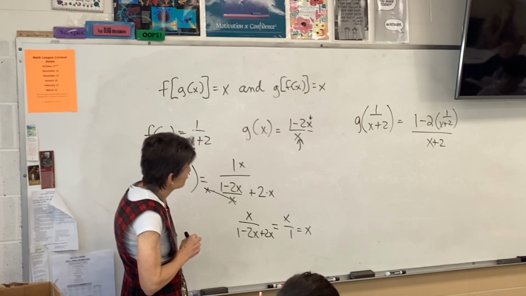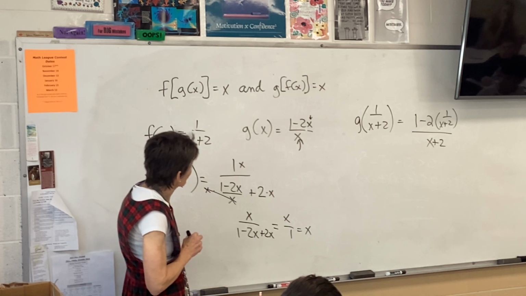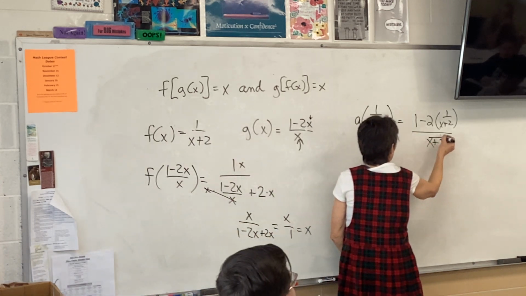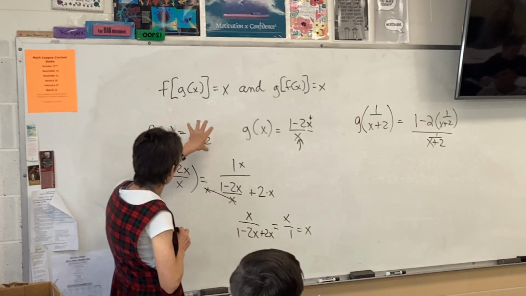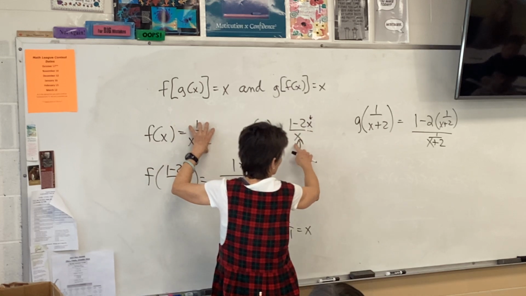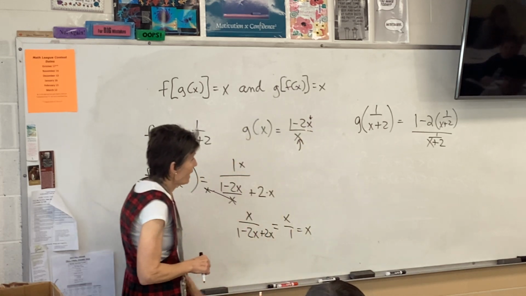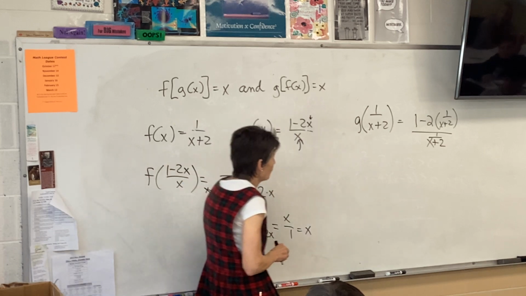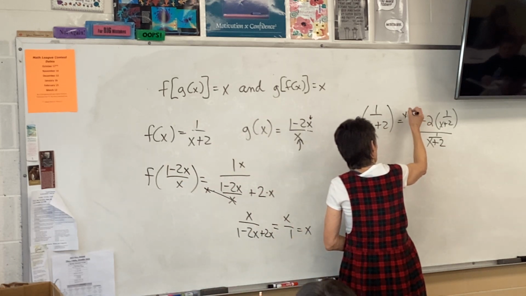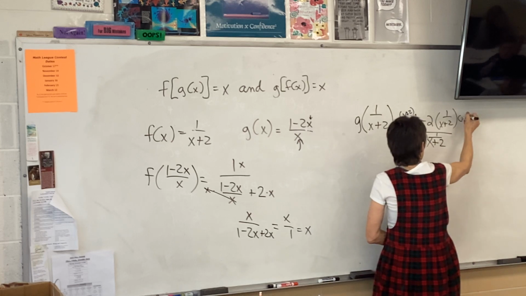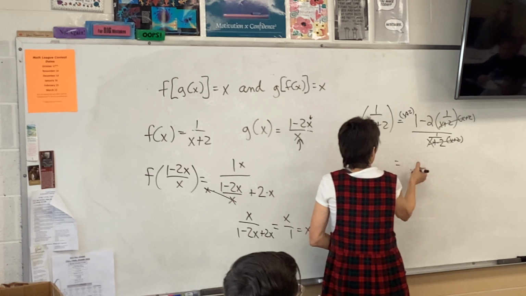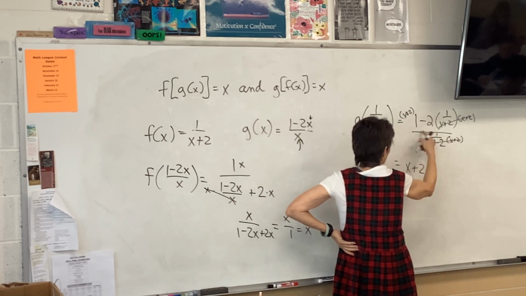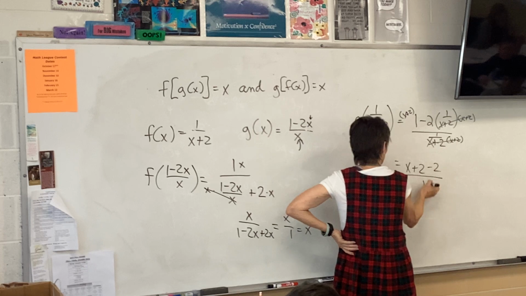All right. Now I think I have it right, let me double check. I'm putting this in here and here. Yeah. All right, now, again, you can clean that up any way you want. I'm going to multiply everything by x plus 2, because that'll get rid of these fractions. So I'll be left with x plus 2 minus 2 over 1.